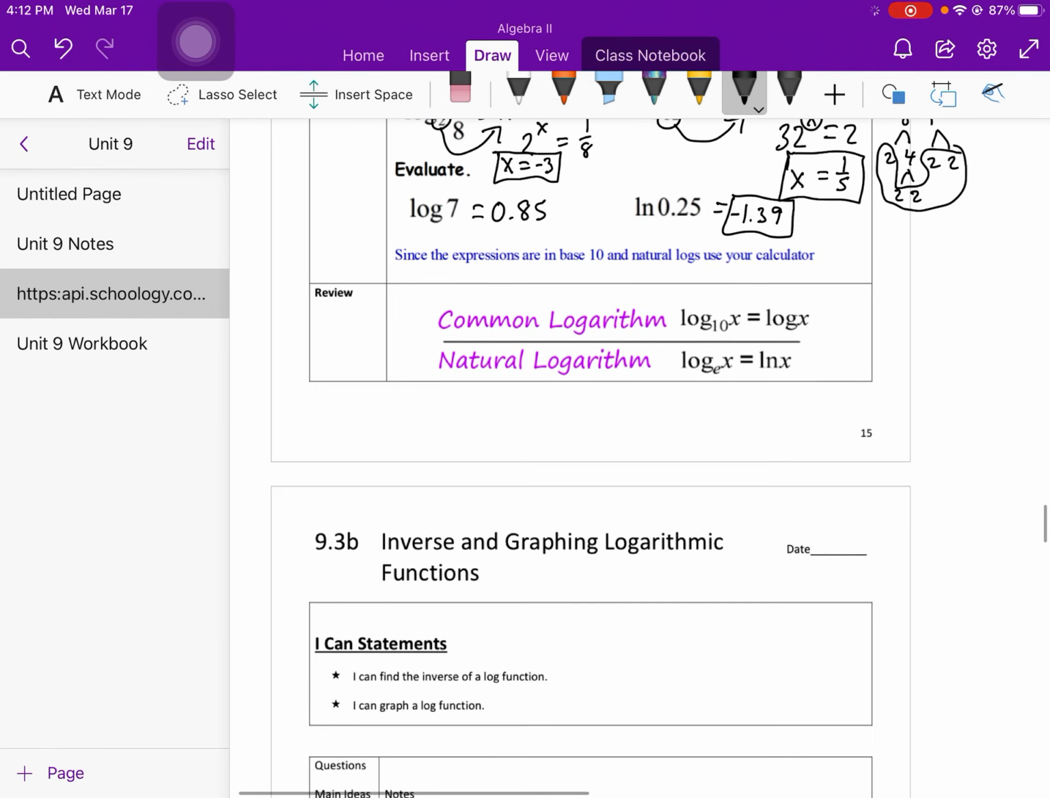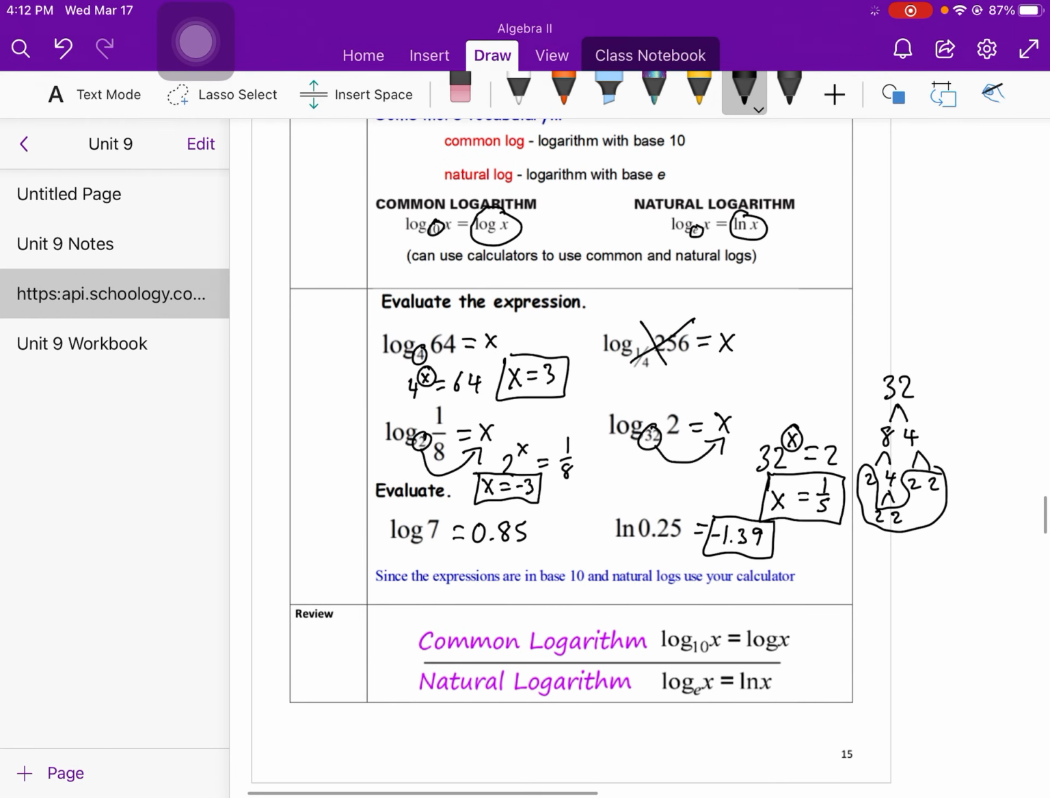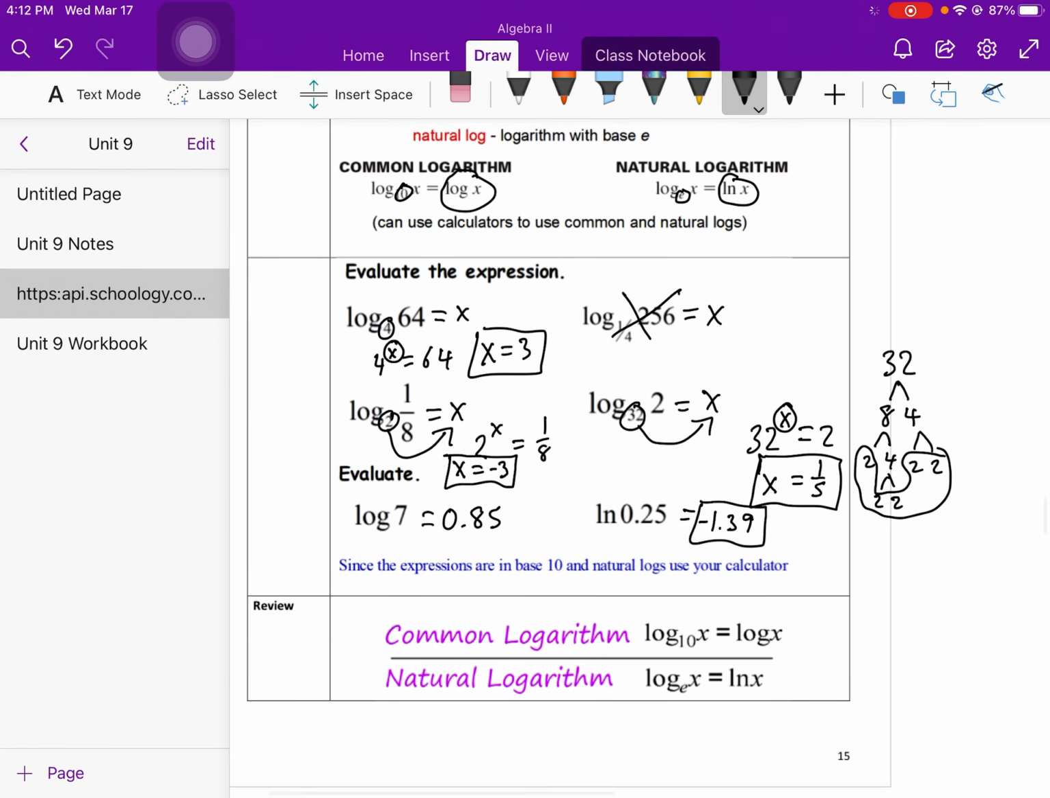And that is it for logs. So we're going to practice a lot more of these. I know it might be confusing the first time through, but just remember that logs can always be rewritten as exponential functions and so forth, and that's what's going to help.